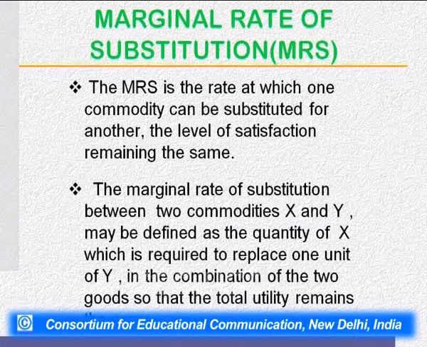So the MRS is the rate at which one commodity can be substituted for another, the level of satisfaction remaining the same. The marginal rate of substitution between two commodities, suppose X and Y, may be defined as the quantity of X which is required to replace one unit of Y in the combination of two goods, so that the total utility remains the same.